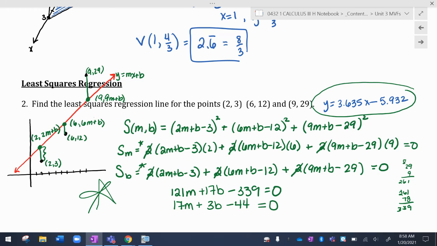Okay? Another thing I want you to draw from this is before I knew how this worked, I always thought that 3.635 and 5.932 were just kind of churning through. I didn't know what formula got used to find those. And what's interesting is it's not really a formula that gets used to find those. It's a system of equations.